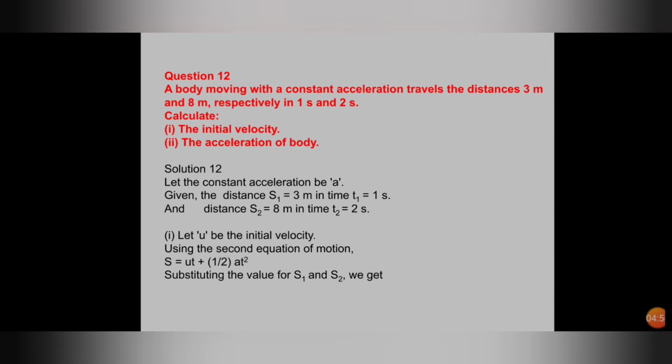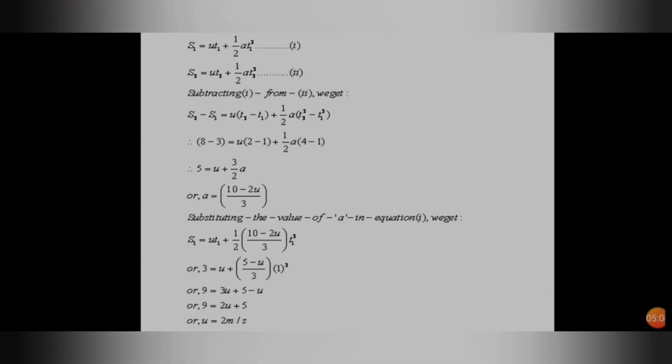So we substitute in the formula s is equal to ut plus half at square, with all the values of s1 and t1. For the first one, we are not substituting directly, we are first subtracting them. So when I subtract them, s2 minus s1, I get this, and then I substitute the values. So I get 8 minus 3 is equal to u into 2 minus 1 plus half a into 4 minus 1. I am substituting all the values of t in this.